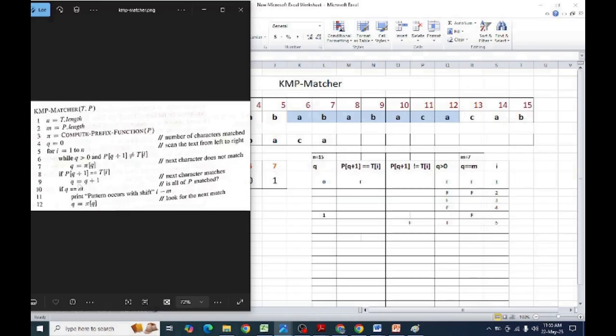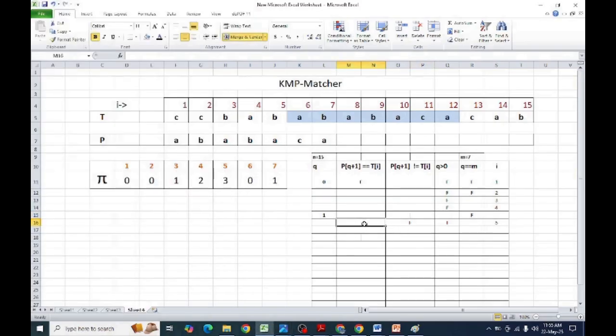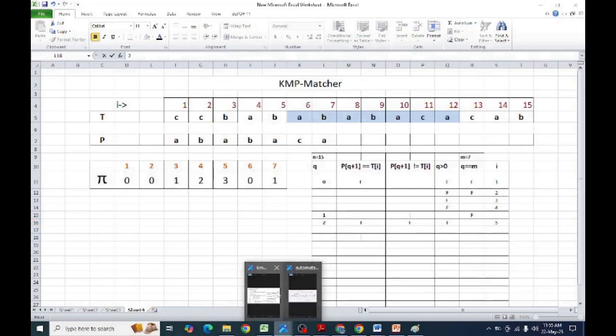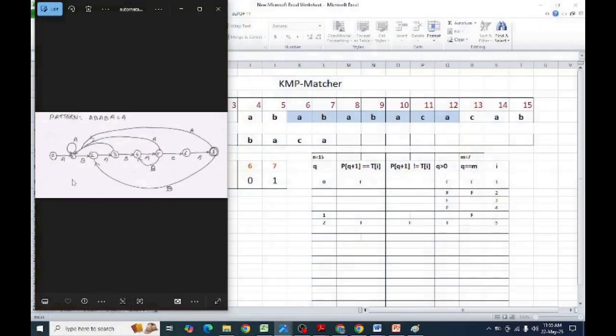Q is incremented and q will be 2. Okay, so this condition is true now. Q will be incremented to 2. That is, we have received AB. See the automata. After receiving A and B, we are in state 2. Q is 2 now. Q indicates the state.